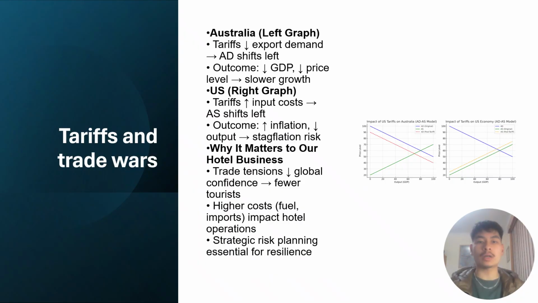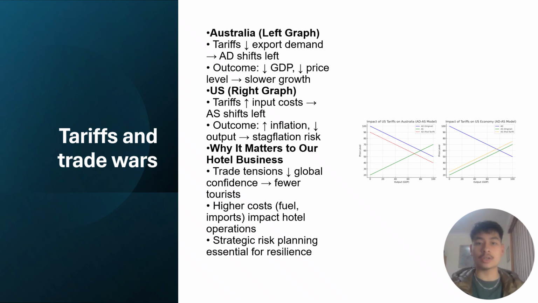So now let's talk about trade, specifically tariffs and the ongoing implications of the protectionist policy. On the left side of this slide, we see the impact on Australia when tariffs are imposed on our exports. Global demand for Australian goods falls. This causes a leftward shift in the aggregate demand, ultimately reducing GDP and the general price level. The growth slows for the US, shown on the right. Tariffs increase input costs. So this shifts the aggregate supply curve leftward, pushing up inflation while reducing output, which is a classic case of stagflation.